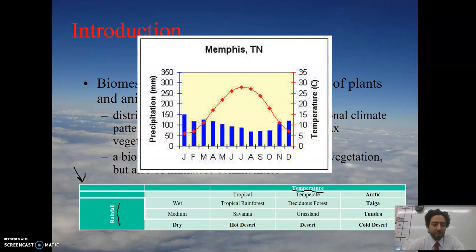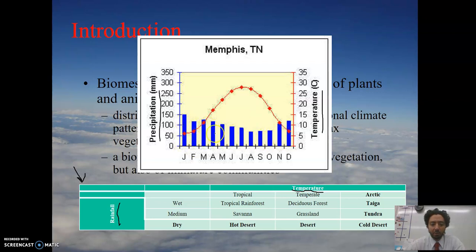The climate graph is really valuable because it shows us both the temperature and the precipitation in a biome, so you can determine what biome you're dealing with based on the climate graph. And then from the biome, you can determine what kind of species are going to live there, what kind of plants would grow there, that type of thing.